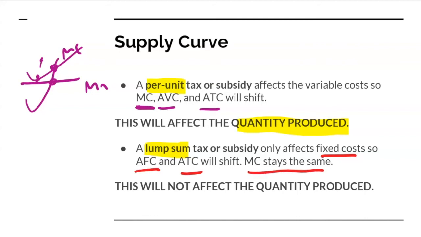So our average fixed and our average total costs are the only things that are going to shift. And so our marginal cost curve stays the same. And so because our marginal cost curve stays the same, the quantity produced is going to stay the same. So that profit maximizing spot where MR equals MC is not going to change at all.